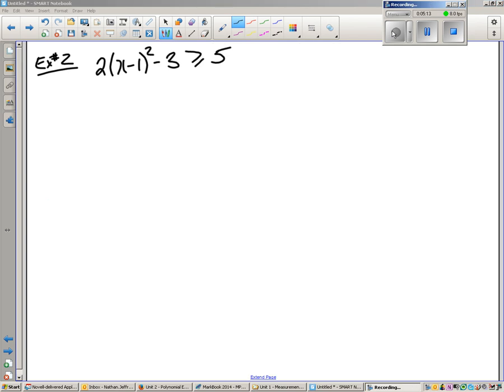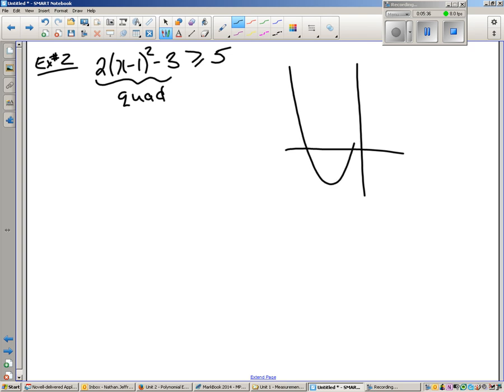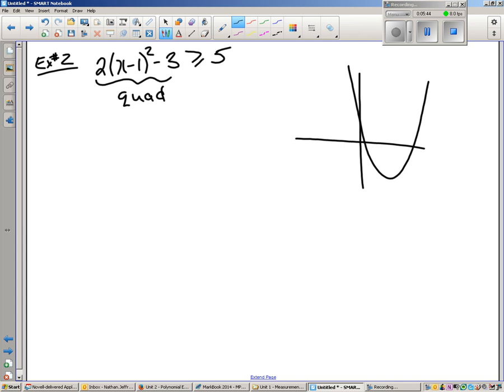Okay, so our next example, we're going to try and solve when 2 times (x minus 1) squared minus 3 is greater than or equal to 5. This is a quadratic. We know it's been shifted to the right 1 and down 3, so it's going to have a shape something like that. And we know we want to find out when that is greater than or equal to 5. This is just a rough sketch.